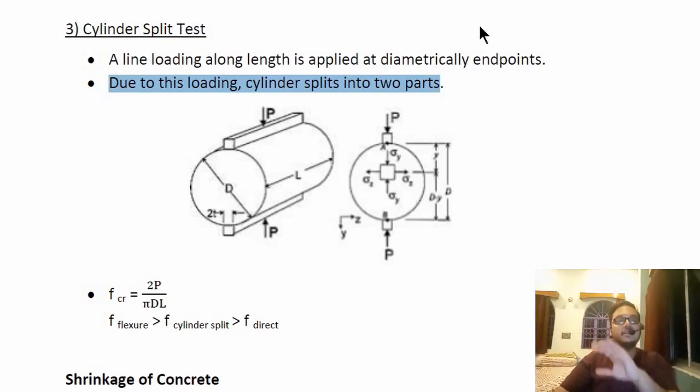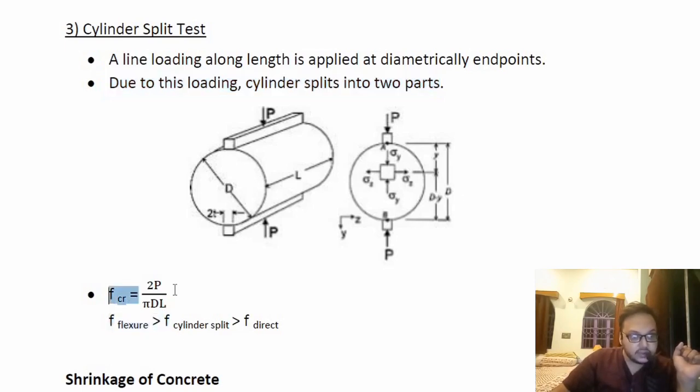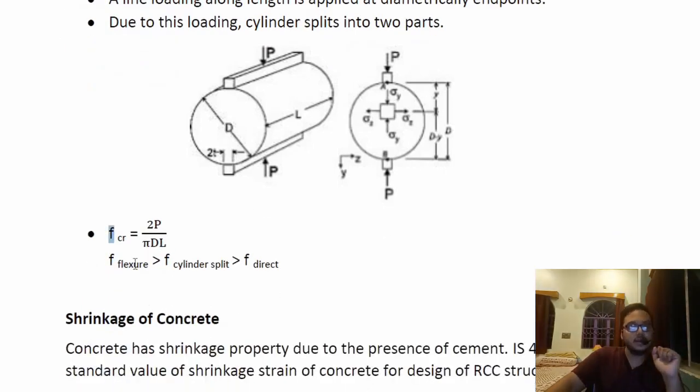We will say that it is our split cylinder tensile strength, and that stress is given by f_cr equal to 2P upon pi D L. This is the formula, the stress due to that operation. And there is one relation: f of flexure is greater than f of cylinder split, and that is greater than f of direct.